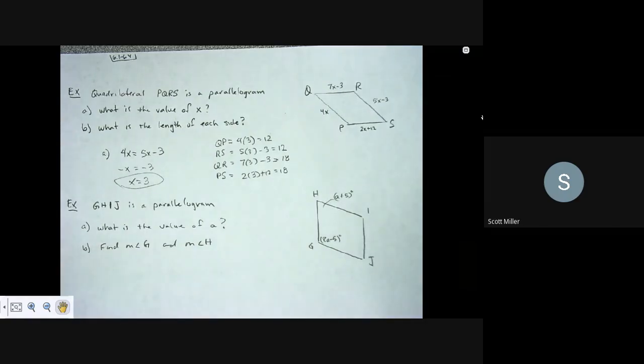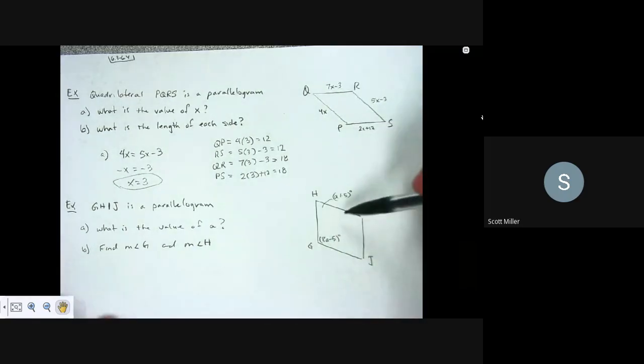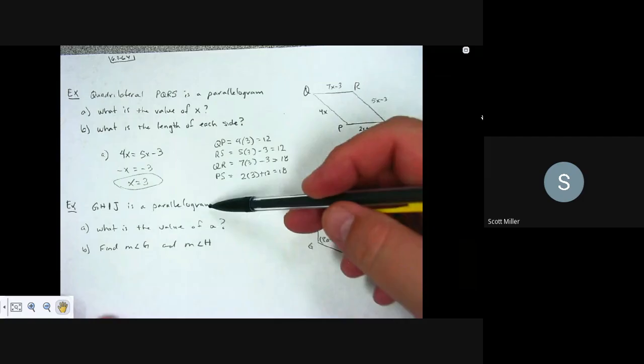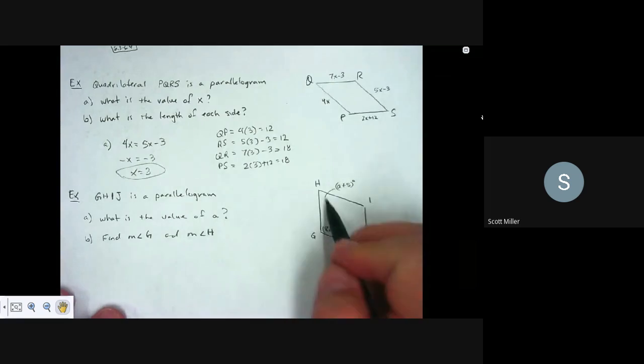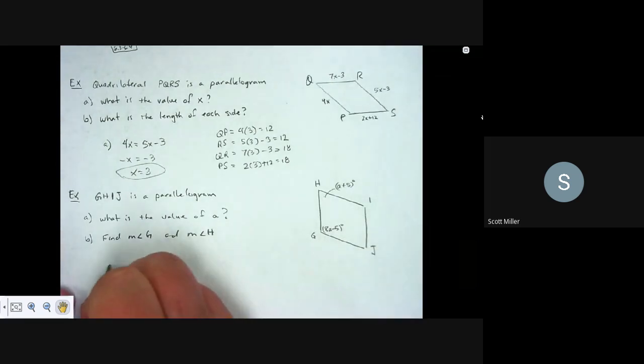Okay. We also have problems, characteristics for angles, and that's what this one is illustrating. So here is a parallelogram. What is the value of A? Well, in a parallelogram, consecutive angles are supplementary. So that is your key there. So that means this angle plus this angle is 180. So then add them up.